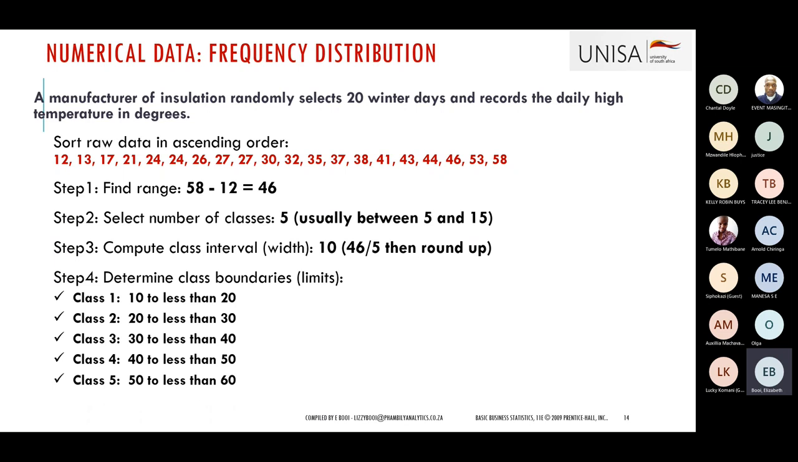My last value should be counted in that last class, because if it's 58 and I end on 50, it will not be included. So 60 includes 58 because it says less than 60. So I've created my 5 classes or categories. Now it's time to create a frequency distribution by taking these classes and counting how many of the values that we have here fall within each and every class. And that's what we're going to be doing.